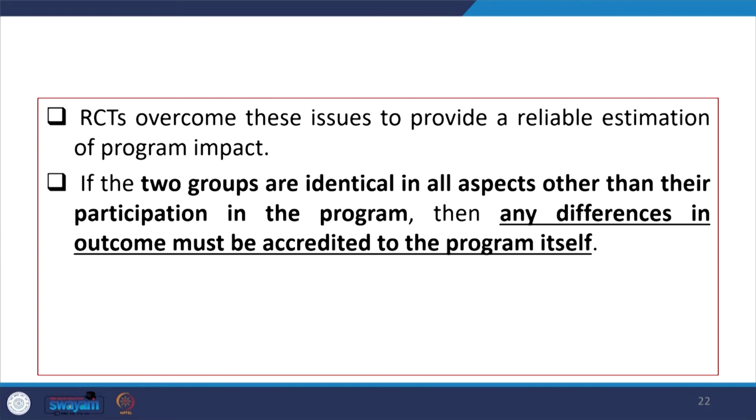If the two groups are identical in all aspects other than their participation in the program, then any differences in outcome must be attributed to the program itself. If they are completely identical in all aspects and they are also randomized equally, then any outcome that is derived would obviously result from the program itself. That is why randomization is needed.